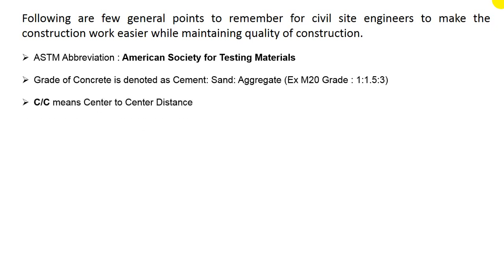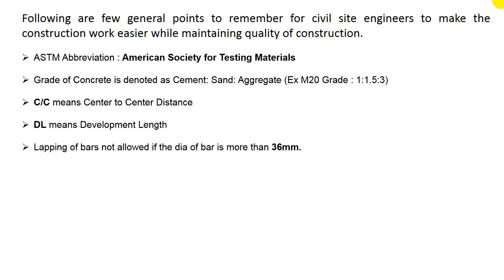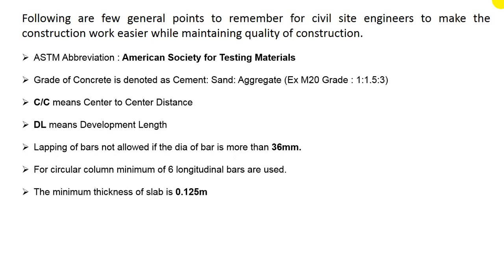So after that, CC means center to center distance, then DL means development length. The lapping of bar is not allowed if the dia of the bar is more than 36 mm. For circular column, a minimum of 6 longitudinal bars are used. The minimum thickness of slab is 0.125 meter or 125 millimeter or 5 inch.